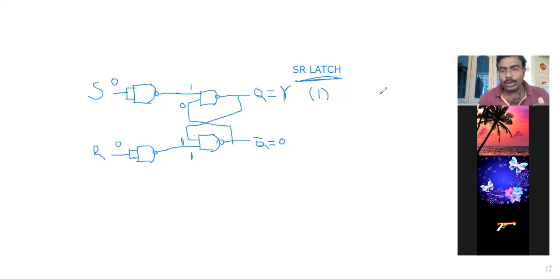Okay, so you have to come to a clear-cut conclusion that when you are giving two inputs 0 0, when I'm taking S is equal to 0 and R equal to 0, what is your previous output? The same output you will get again.